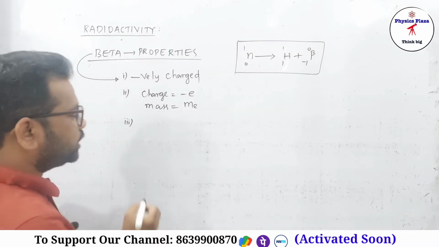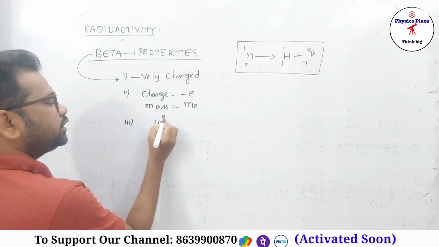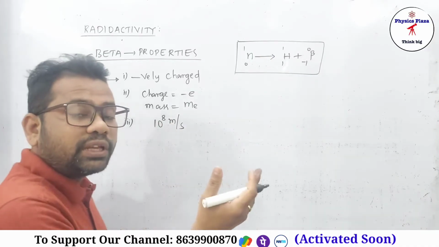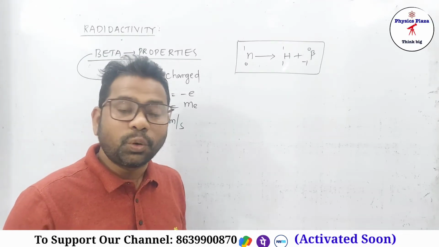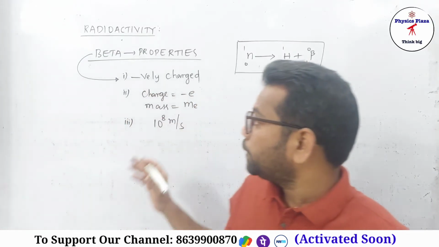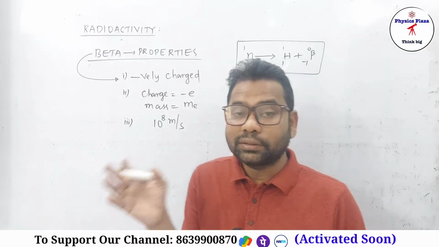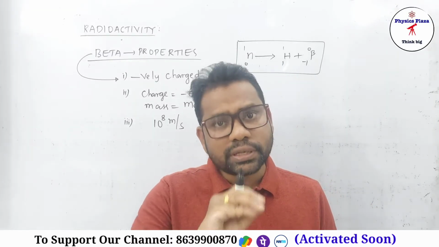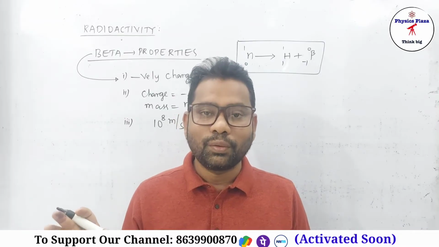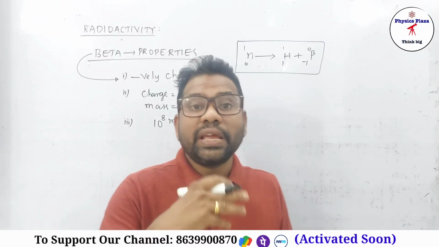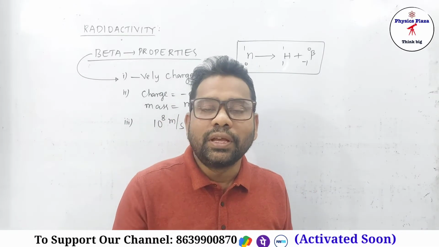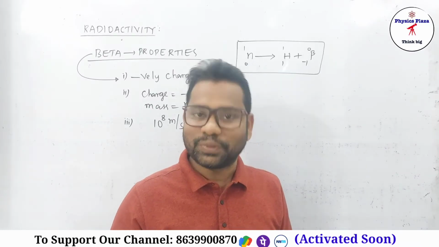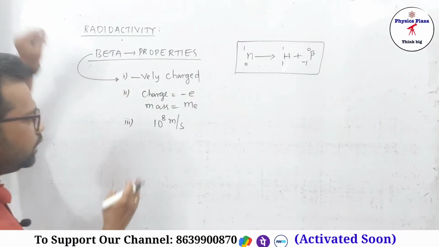Now, come to the speed, children. The speed of the beta particle is in the order of 10 power 8 meter per second. That is greater than the speed of the alpha particles. And children, these beta particles are very light compared to the alpha particle. That's very important. The mass of the beta particle is almost negligible, like electrons. But alpha particles are very heavy particles. Their mass is very heavy. The mass of the alpha particle is 4 times the mass of the proton. Okay. Fine. So this is mass.